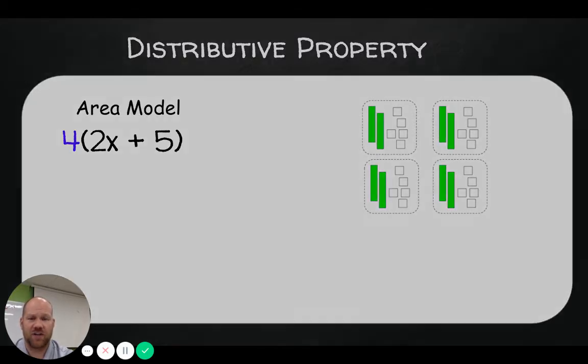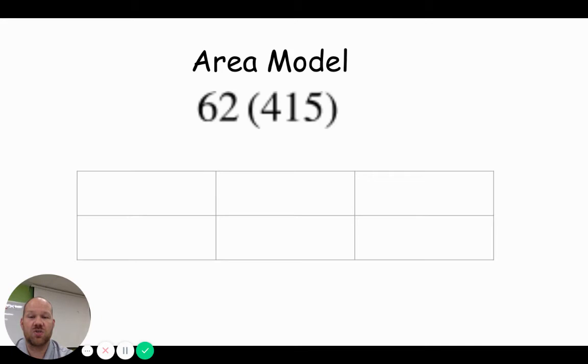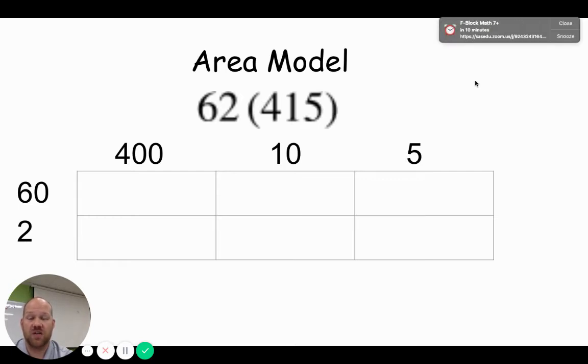Okay, as a little refresher, let's say I wanted to do 62 times 415. Well, 62, I would break down into the numbers 60 and 2. And then 415, I would break up and do 400, 10, and 5. And what I'm doing is I'm essentially finding the area for each of those rectangles. Like in that first rectangle, if one side was 60 and the other side was 400, 60 times 400 is 2,400. Okay? What would go in the next box?